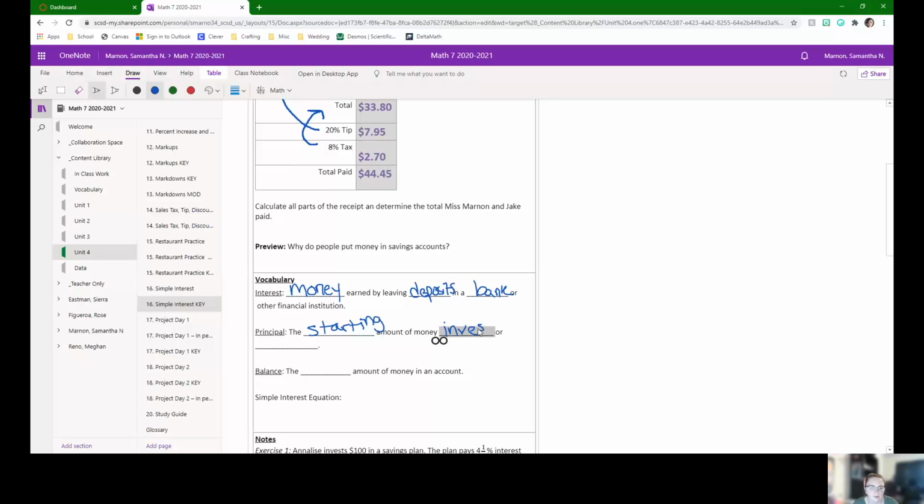So it's invested or borrowed. If you had a credit card, that would be like money that you borrowed. If you signed a mortgage and bought a house, the principal is the amount that you paid for the house, but then you earn interest on it.